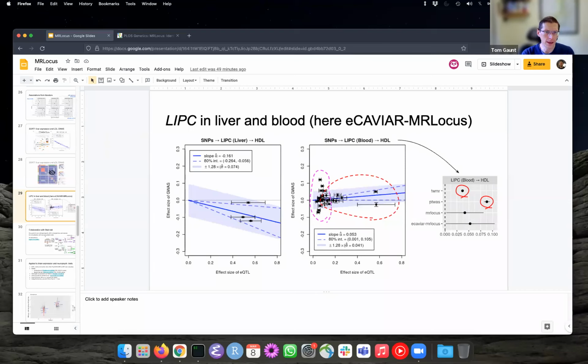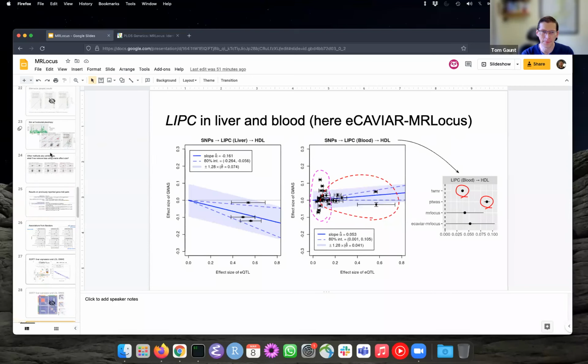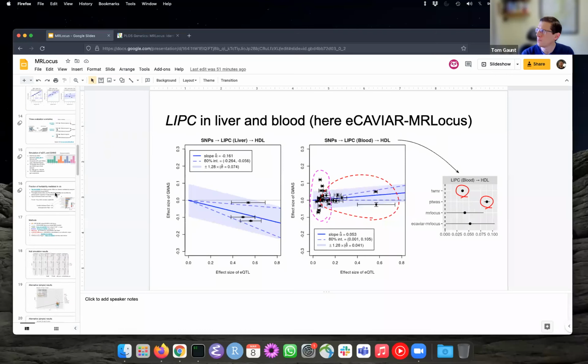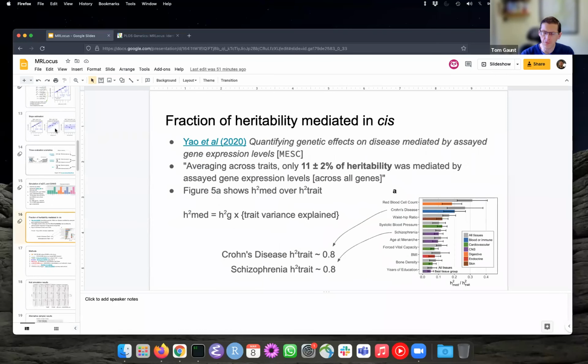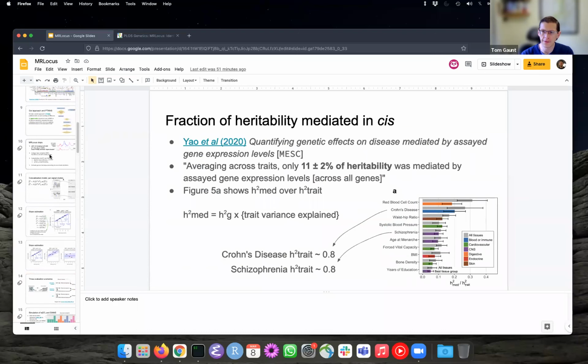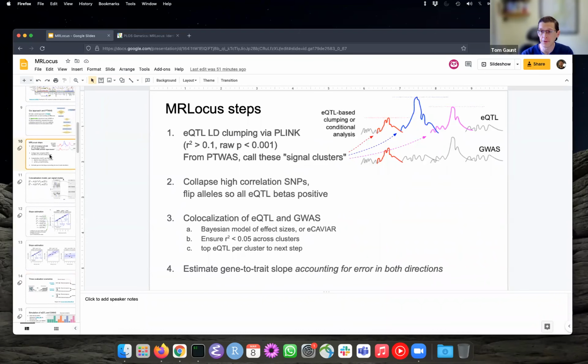In terms of how you define the signal clusters, you've got an R² threshold, but also the reference panel and how good a fit it is to the particular data sets is going to be really important. I just wondered whether you'd explored how sensitive it is to that.